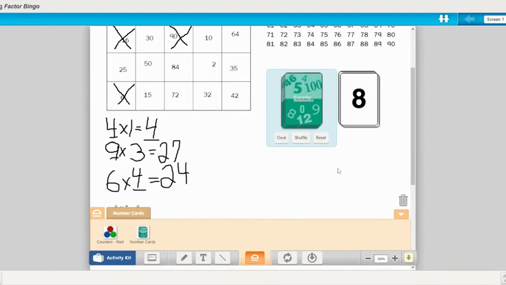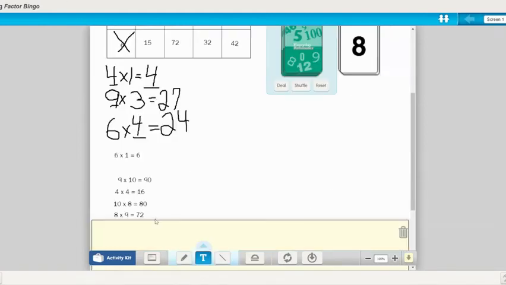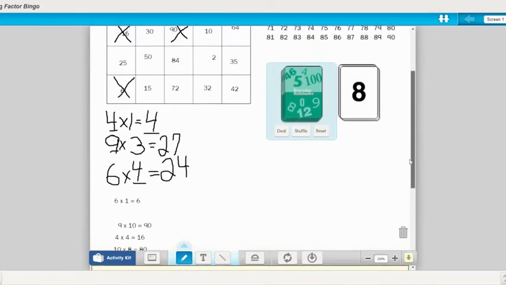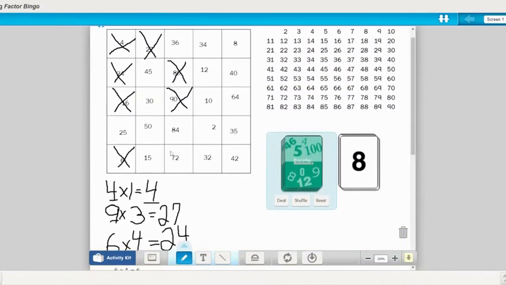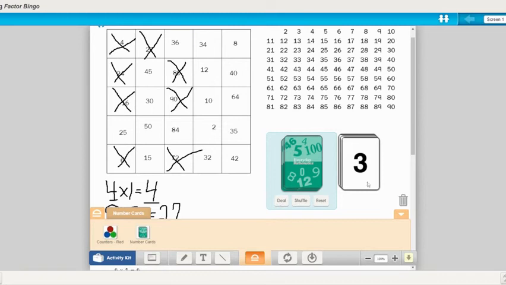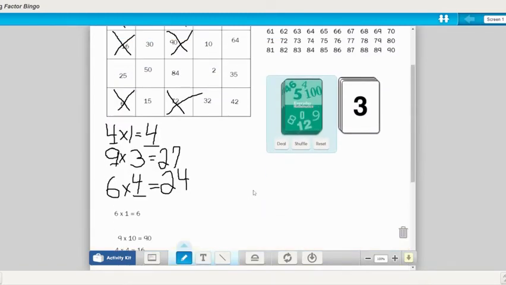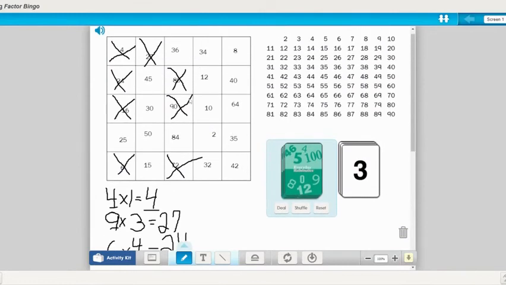Now I have 8. 72. But I know I have 72 on my board, so I gotta do it. I'm going to cross out the 72. Let's do the next deal. The next card is 3. Get 36, which is my favorite number, and also on my board. I'm going to cross out 36.